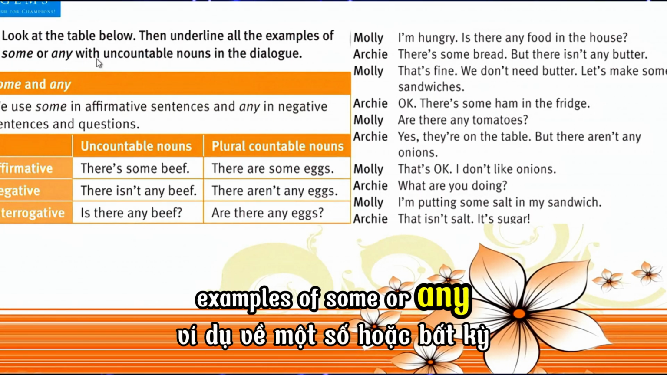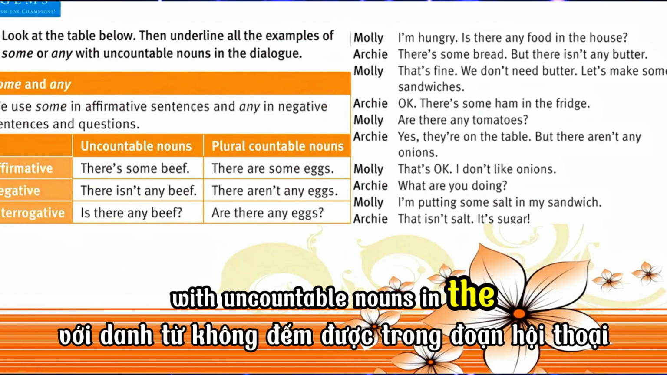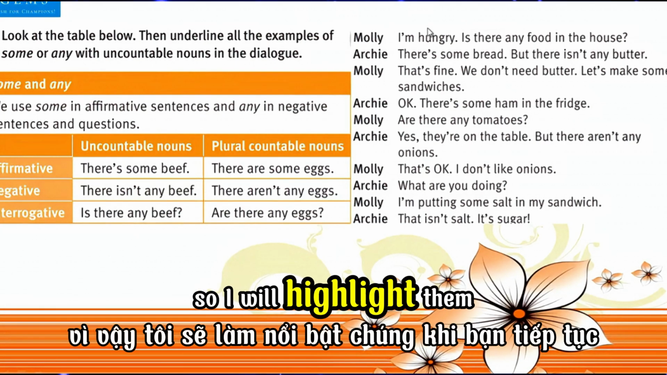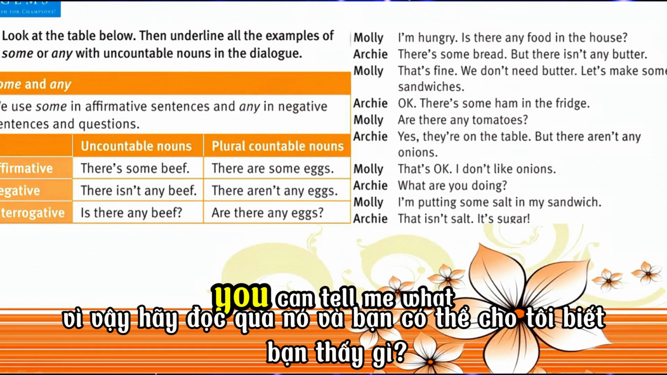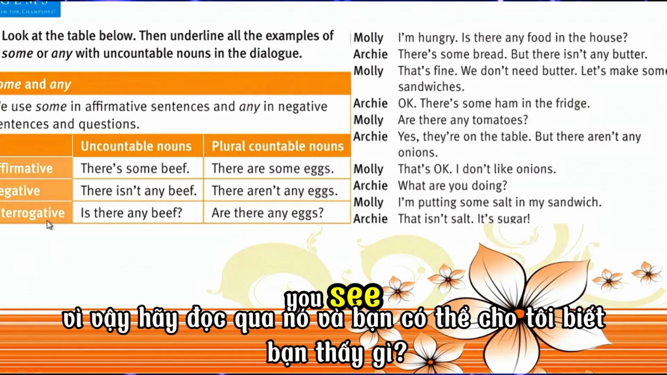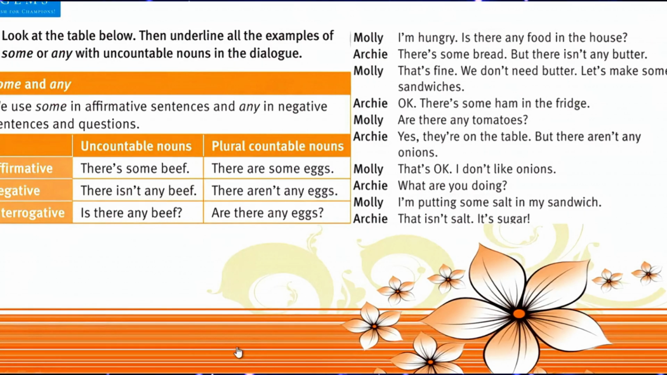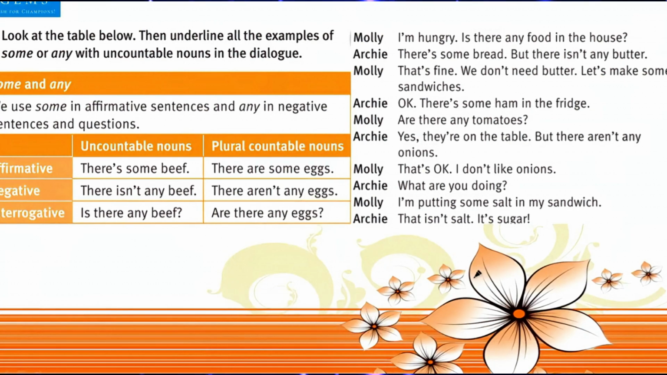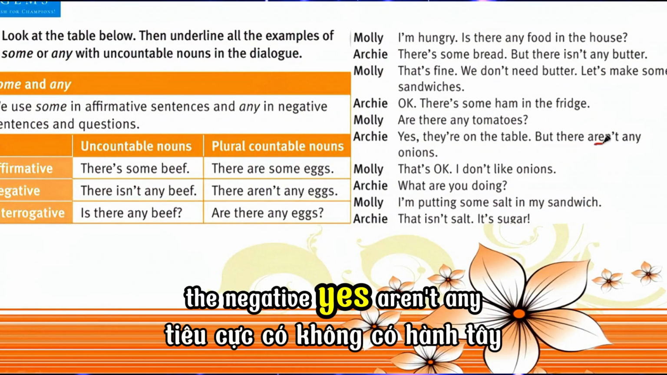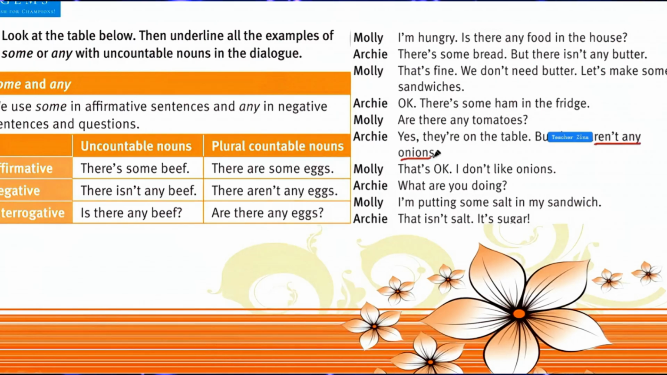Alright, so in the dialogue, let's see if we can identify some of the examples of some or any with uncountable nouns in the dialogue. So I will highlight them as you go on. So read through it and you can tell me what you see. The negative one is there aren't any onions. Any onions? Okay. The negative, yes, aren't any onions.